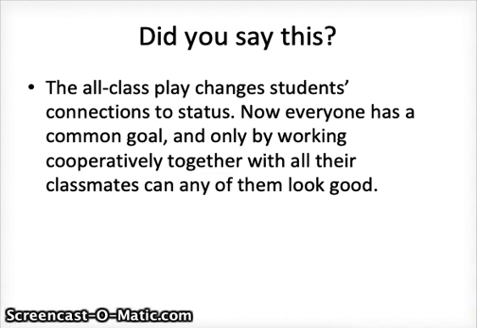There's a common goal we're trying to work toward, to do well and get this play off the ground and do it really well. And we need to work cooperatively to do that, so that anyone who's doing this can actually look good. So we've broken down the popular, unpopular, high status, low status group, and that's why it works so well to have every single student involved.